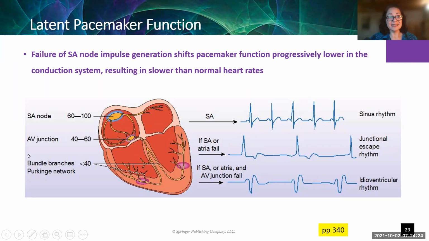And then finally, if that fails too, again, still not going to stop completely, the bundle branches and the Purkinje fibers also have this capacity, but they're even slower than the AV junction is. So you're going to get very slow and abnormal waves here. This requires a pacemaker.